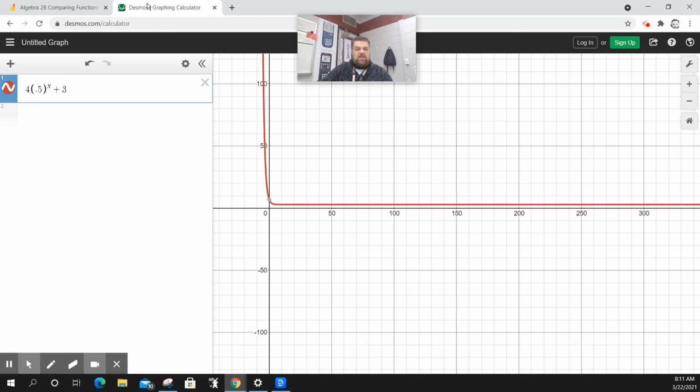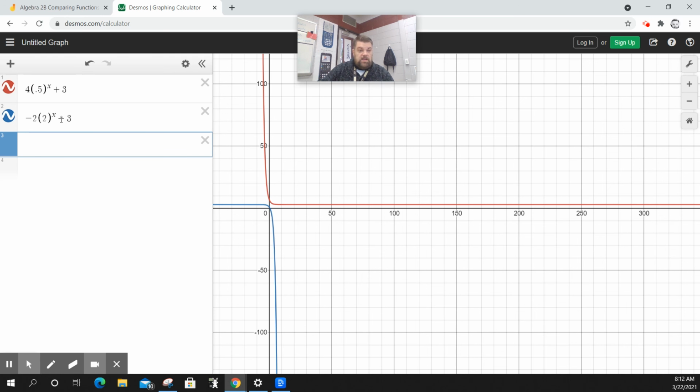But let's graph the second one just in case. So the next one was -2 raised to the x, and then +3. I'm just going to graph them all. Okay. The next one was 2, oops, not 2. This is 3. 2 raised to the 3 raised to the x, -3.